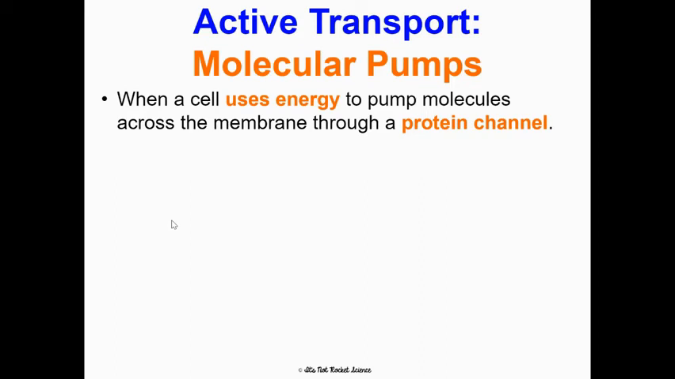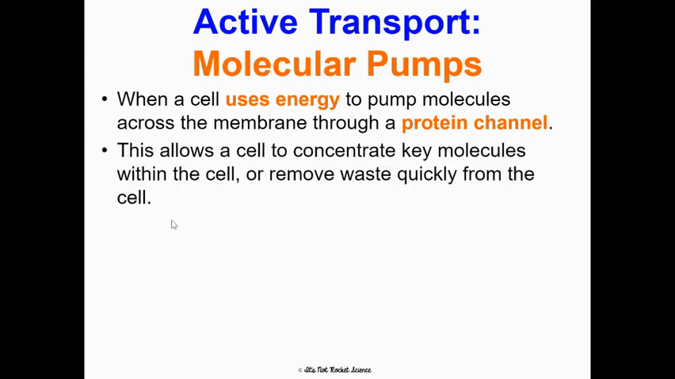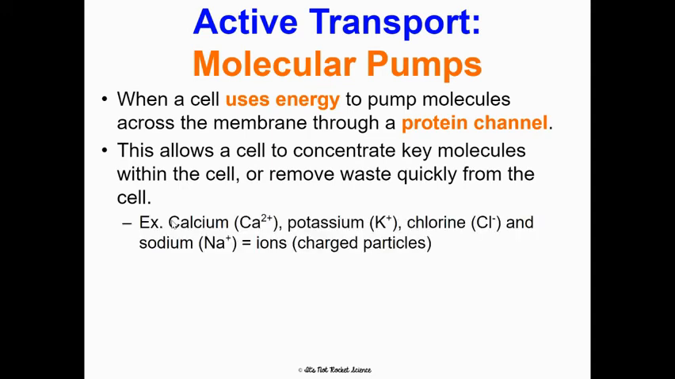But now, if you want the cells to go against it through a protein channel, you've got to use energy. And why the cell would even do this is it allows cells to concentrate key or important molecules within the cell or remove waste quickly, because some kinds of waste are really toxic to the cell and it doesn't want to wait until it can go down the concentration gradient. It may want to push it out, even if it wastes the cell's energy. It may be too toxic and it's worth it to push it out.